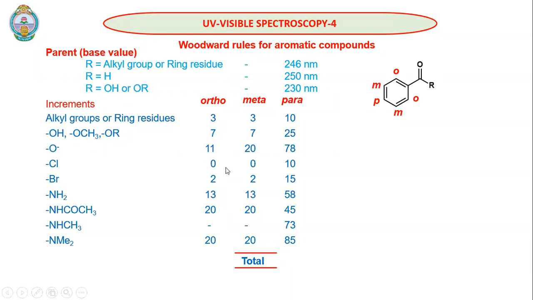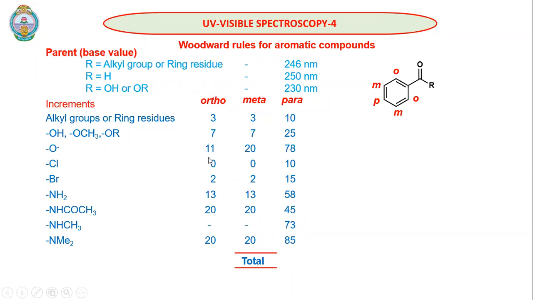For chlorine, it is 0, 0 and 10. For bromine, it is 2, 2 and 15. For amine, it is 13, 13 and 58. For amide, it is 20, 20 and 45. For N-methylamine, it is none at ortho and meta positions, but 73 at para position. For dimethylamine, it is 20, 20 and 85. And then we will sum all these additions.